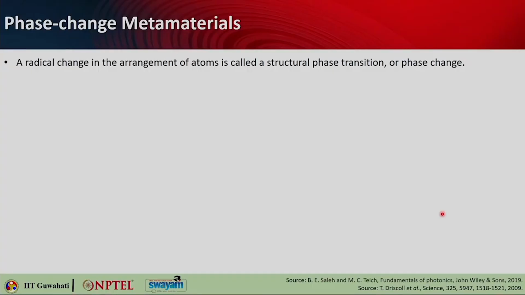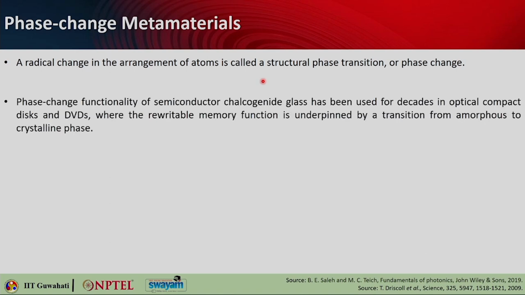There are other types of metamaterials which are reconfigurable, that is based on different kinds of phase change materials. So, we will look into those kinds of metamaterial structures now. A radical change in the arrangement of atoms is basically called a structural phase change, or you can simply call it a phase change or phase transition.